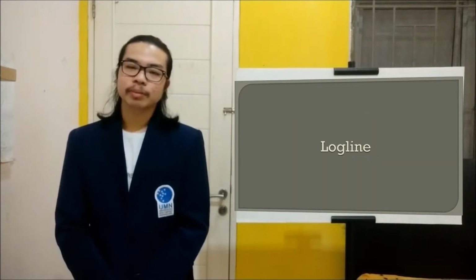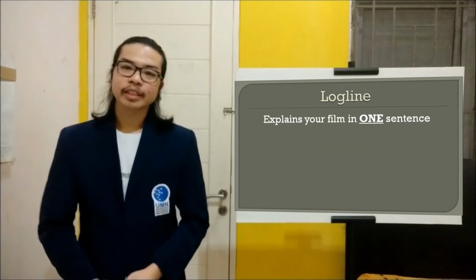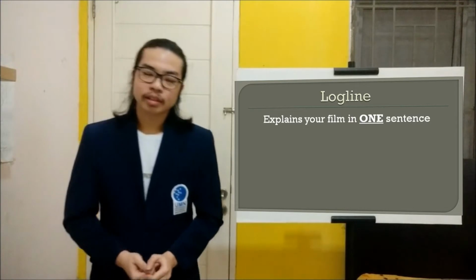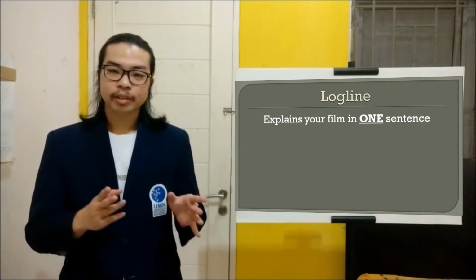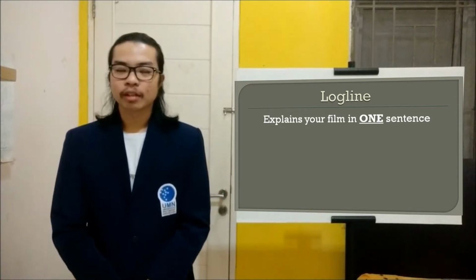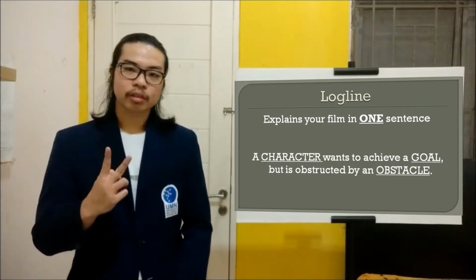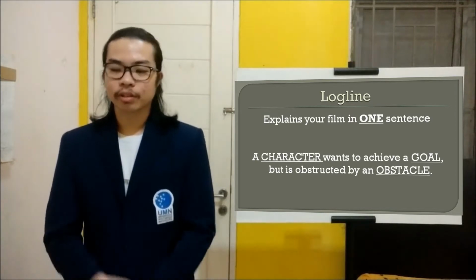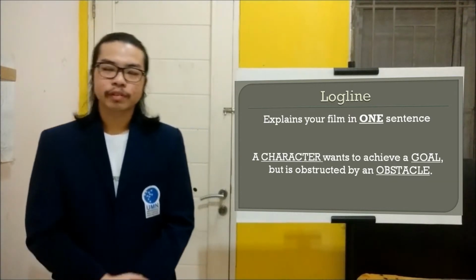First of all, you need to make a logline. What is a logline? A logline is a sentence that describes your whole film in a nutshell. A logline is basically a character who wants something but is having a hard time obtaining it. The formula for a logline is a character that wants a goal but is obstructed by an obstacle. So, character, goal, and obstacle. Now we have the basic formula for the film.